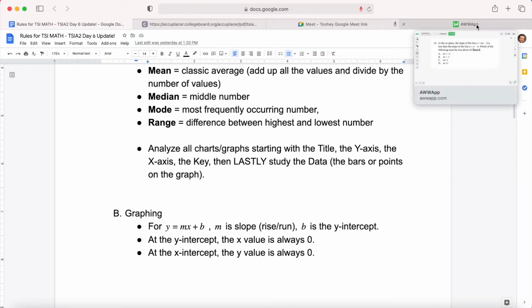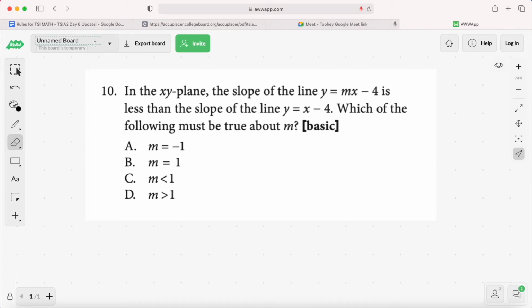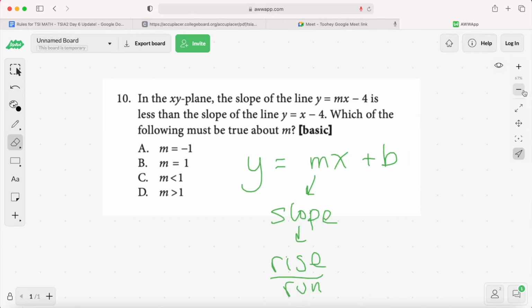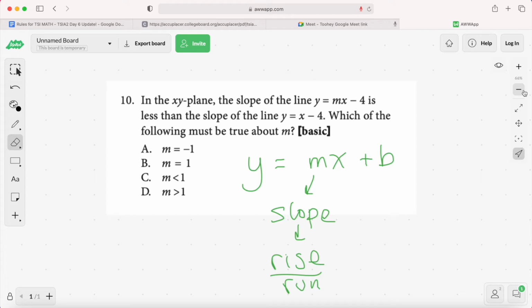Okay, let's go back to the whiteboard. And so here's y equals mx plus b form. You need to be familiar with it here, certainly for this question, but it's helpful on some others. So y equals mx plus b form, the m value, that's the slope of the line. And slope is generally described as rise over run. So that is basically how much the line goes up. That's the rise. And then the run is how much it goes over.